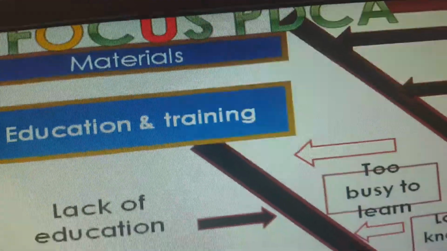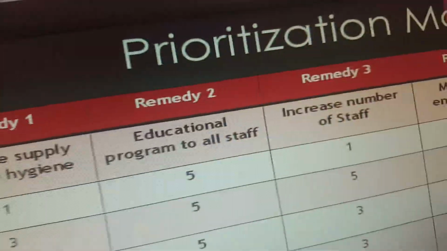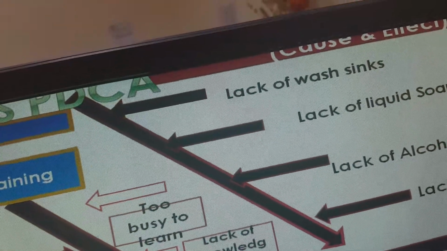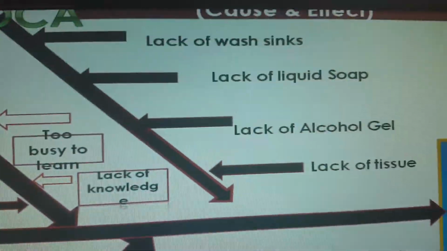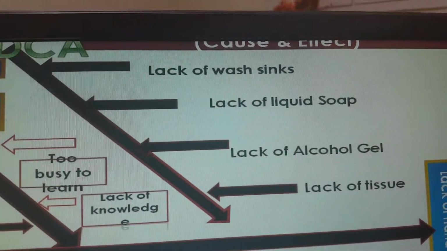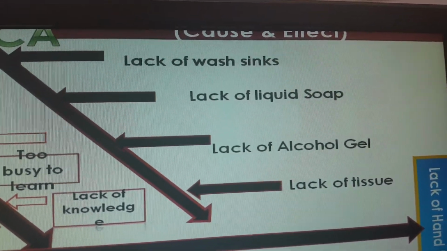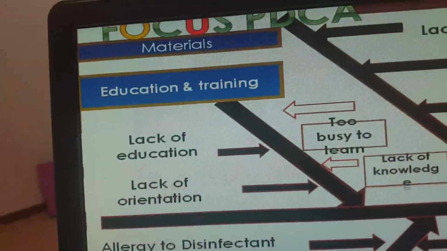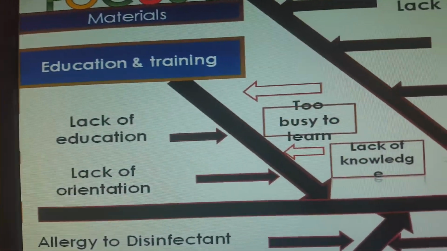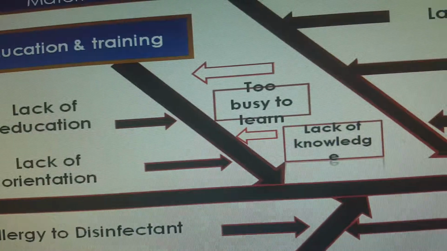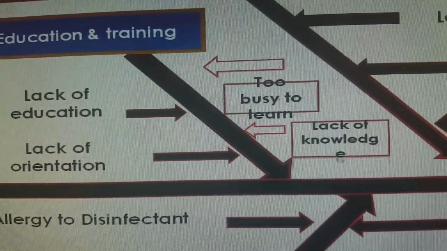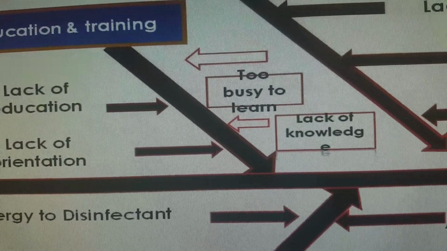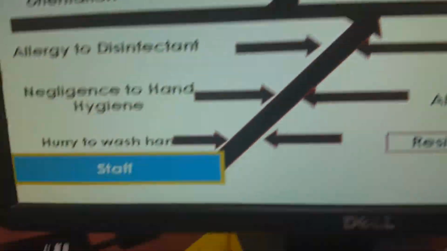First, it is the materials. The materials may be a lack of wash sinks, a lack of liquid soap, a lack of alcohol gel, and a lack of tissue. Number 2, education and training. It will be lack of education, lack of orientation, too busy to learn. Too busy to learn is due to shortage of staff, lack of knowledge.